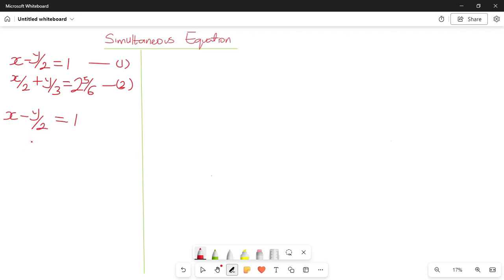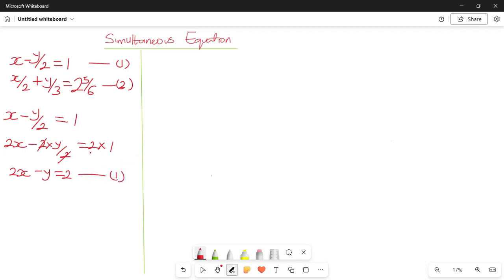So I'm now going to use 2 to multiply all the terms. I will use 2 to multiply x, 2 to multiply y over 2, and also 1. So that is going to give us 2x minus 2 times y over 2 equals 2 times 1. We divide the 2 here, so we are going to have 2x minus y equals 2. So that's equation 1.